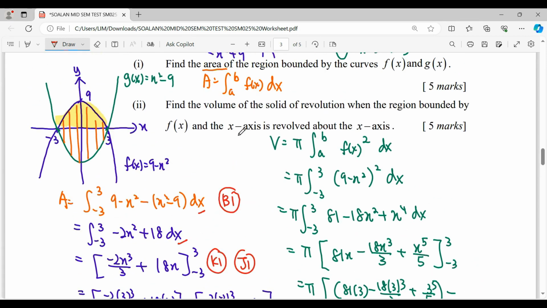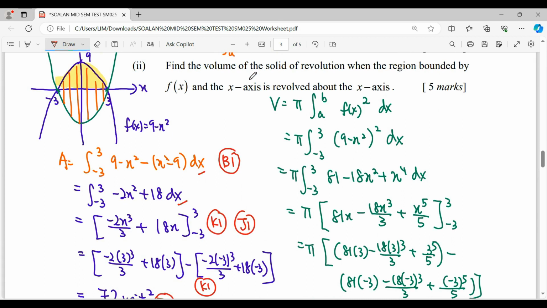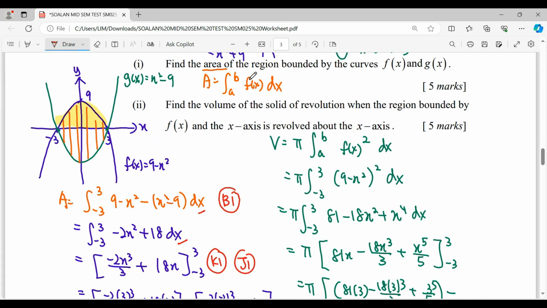Then for question B, volume also, people will misunderstand that we are taking the same region. Actually, when you read the question, the region that you need here is just f x and the x-axis.